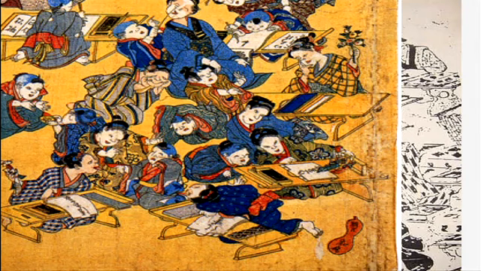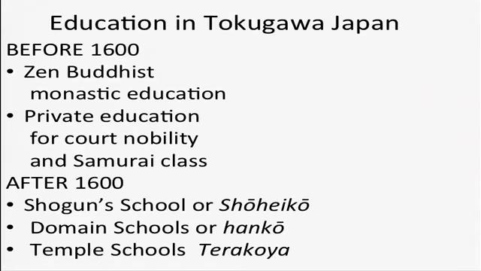Antonio, what were the three schools after? So the Shoheiko, the domain school, the Hanko, and then Terakoya are the village schools, right? The temple schools, because they were held usually in temples. That's why they're called Terakoya.